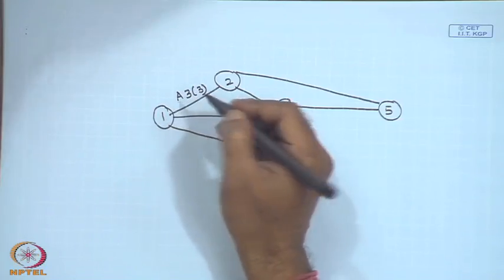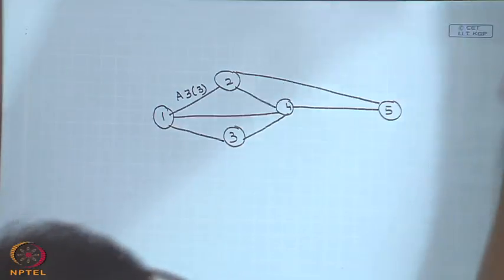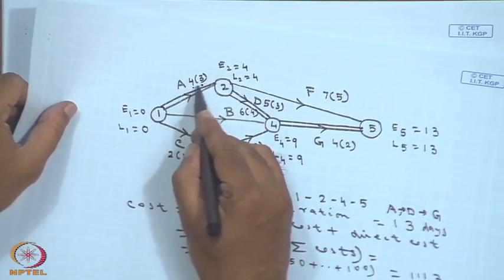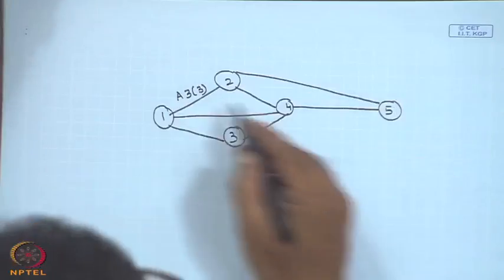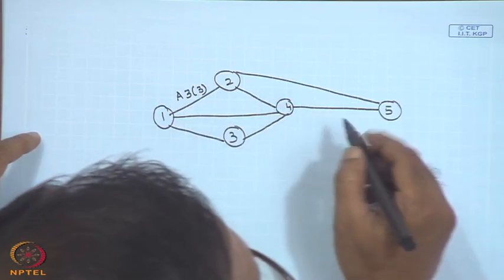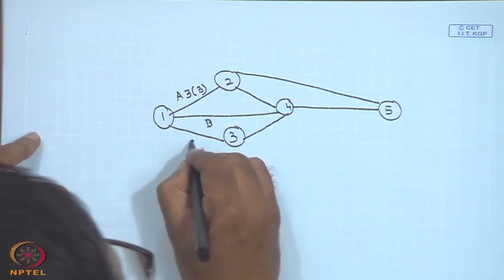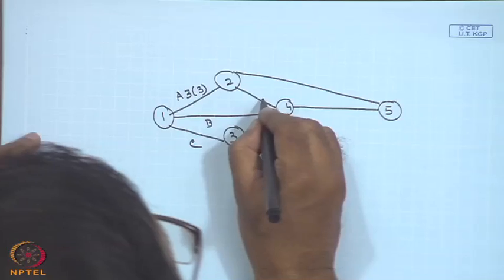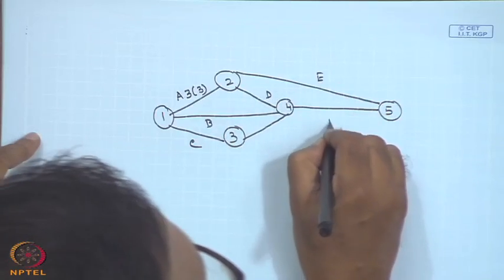Please note this one. Your A, earlier it was 4, now we have crashed it by 1 unit and it has become 3. Like this way all others will remain same, that is B, C and your D, E, F. I am not writing for all others.